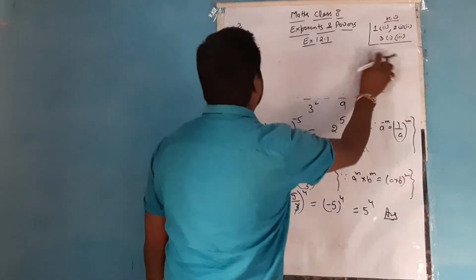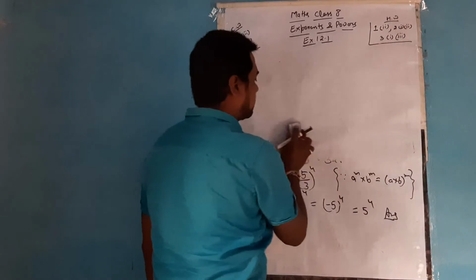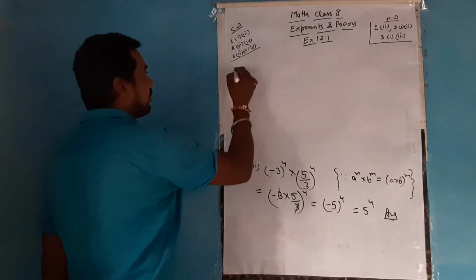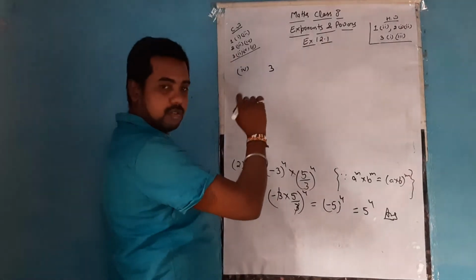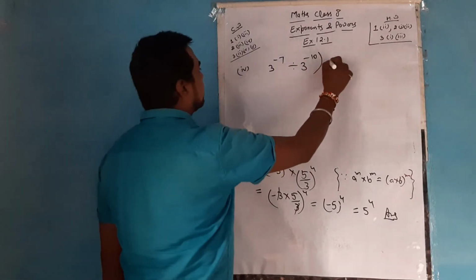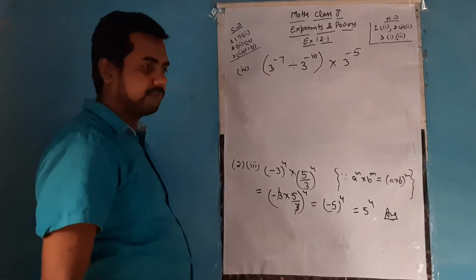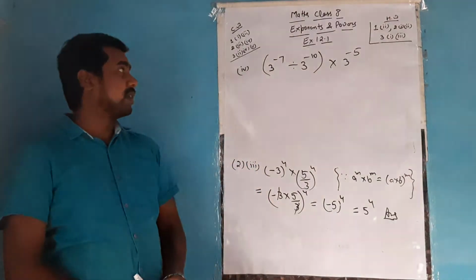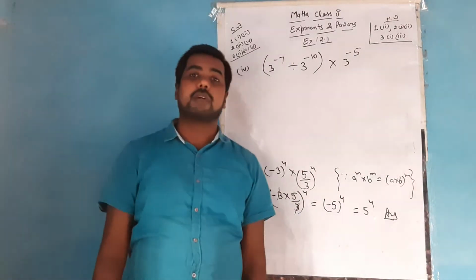Similarly, we will do its fourth part. Fourth part is 3 to the power minus 7 divided by 3 to the power minus 10, into 3 to the power minus 5. Yes, you are seeing that everywhere 3 is there. The first bracket is in the form of divide and then it is in the form of multiply.